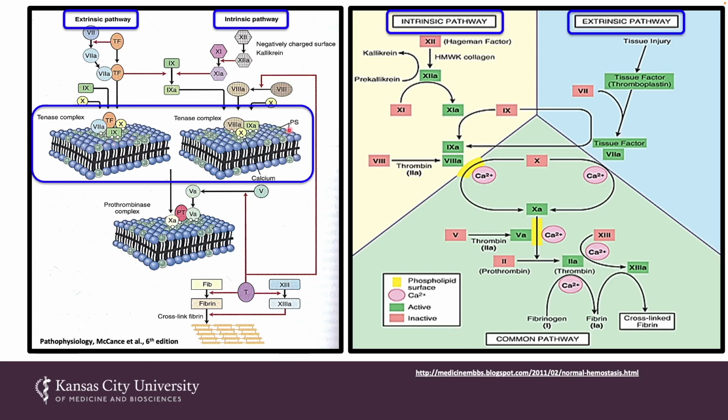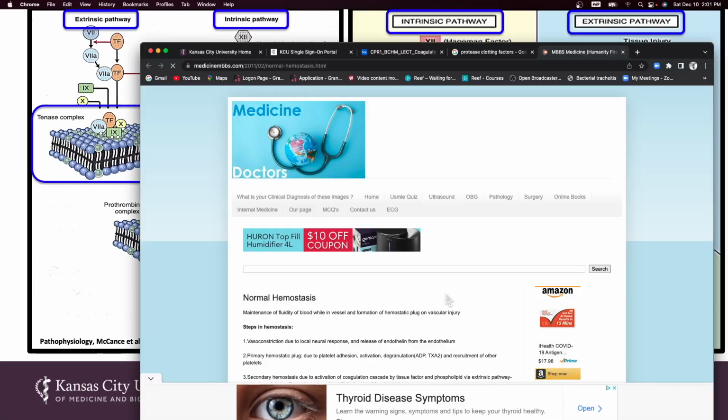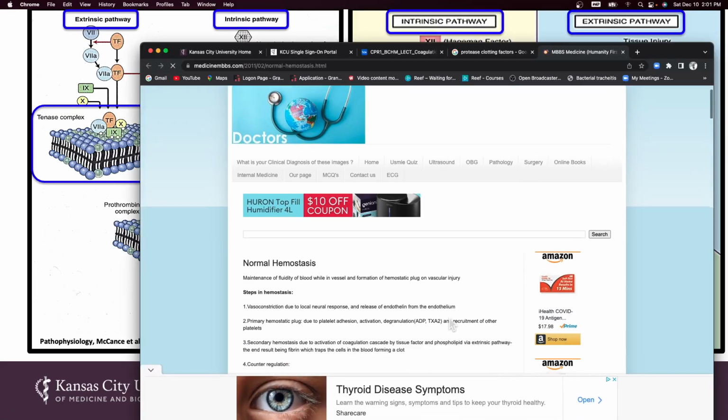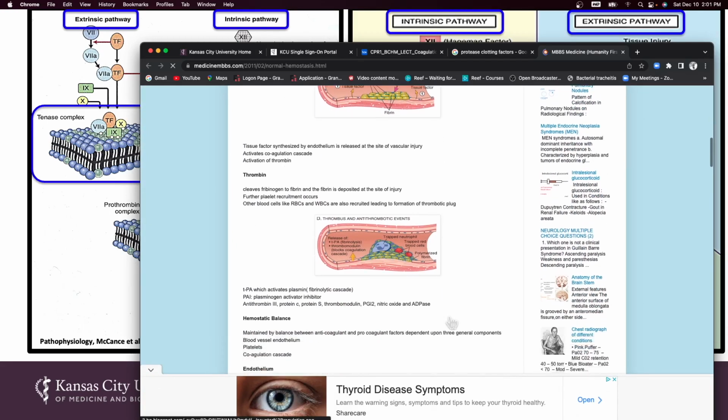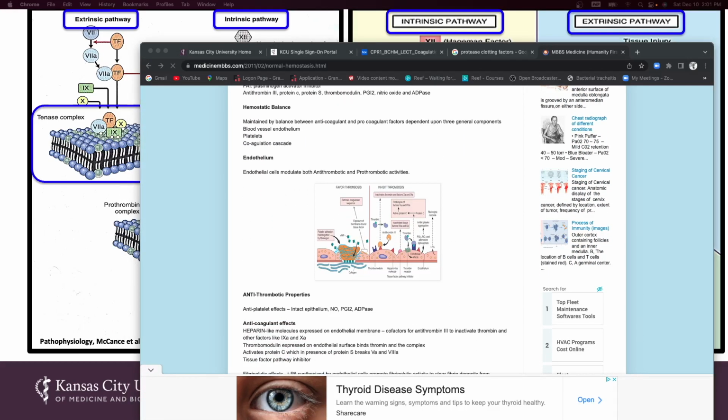To move into the common pathway, there is a formation of the prothrombinase complex. The prothrombinase complex then drives formation, through thrombin, of the fibrin clot. If you click on this link, a very interesting and useful web page that describes this process in excruciating detail will be revealed to you. This is an additional resource for your understanding of the clotting cascade.